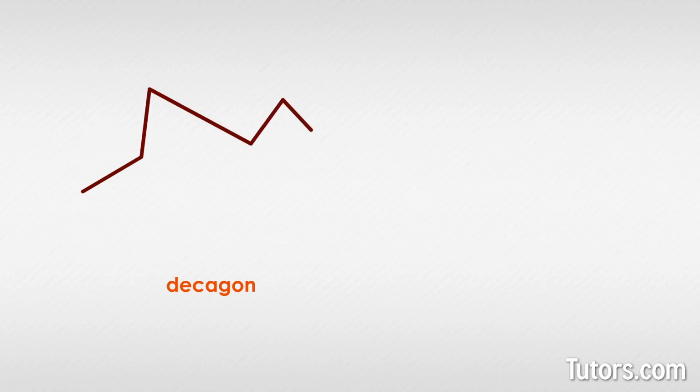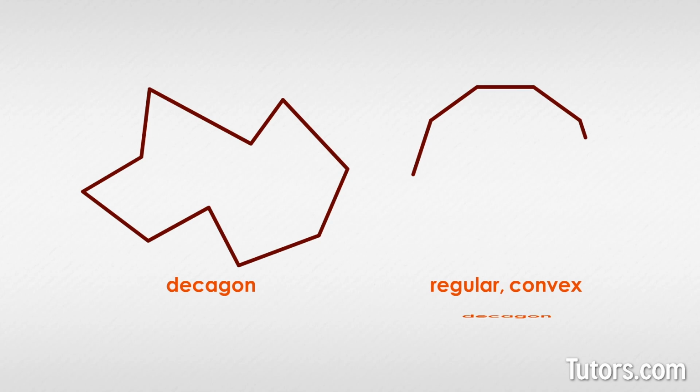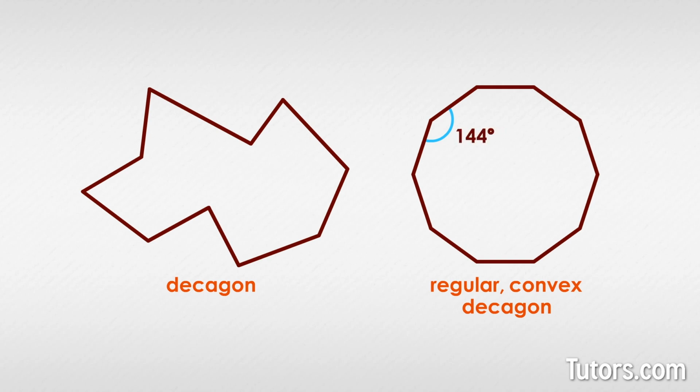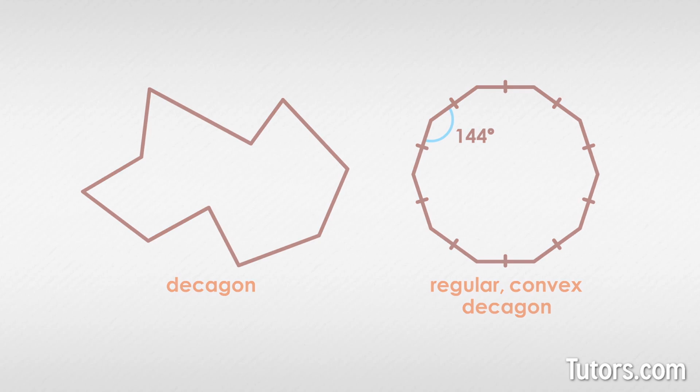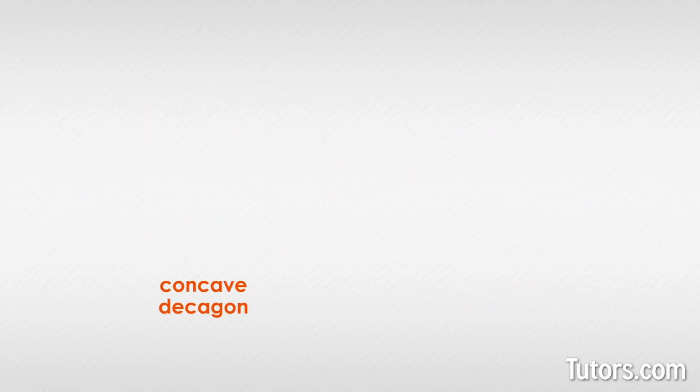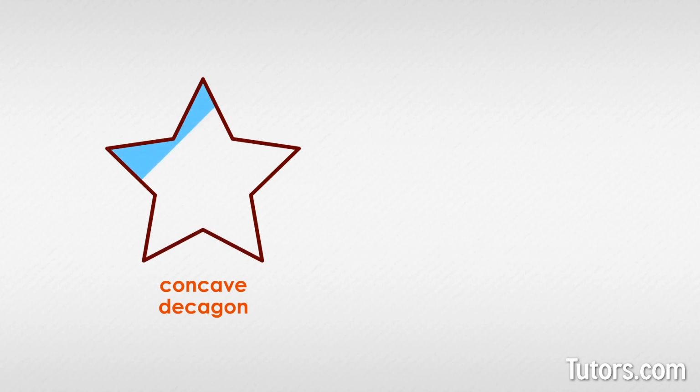Drawing a decagon takes no skill. Simply draw 10 line segments that connect and you have it. Drawing a regular convex decagon, however, takes real skill, since each interior angle must be 144 degrees and all sides must be equal in length. Drawing a concave decagon is actually fairly easy. Make a 5-pointed star and fill it in.